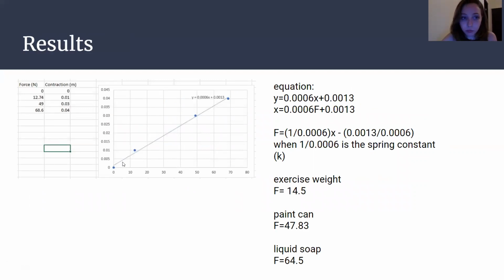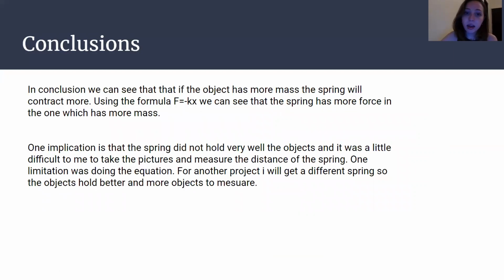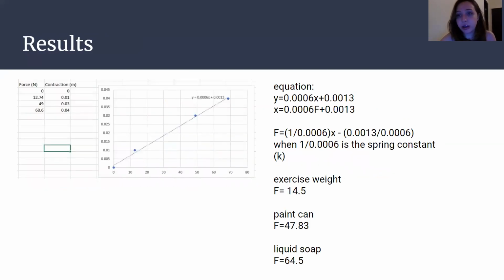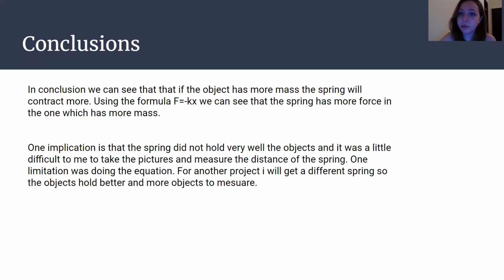So as you can see, the graphic is a line. So that says that it's okay. The problem is right for the experiment. And for another project, I will get a different spring, more solid, so it could hold the objects better and be used more. And I will use more objects to have more information about the contraction of the spring.